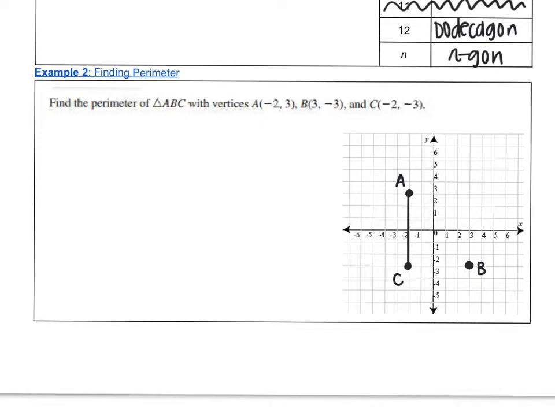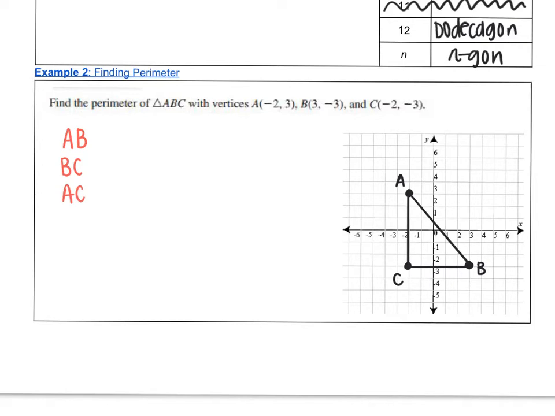So I have my triangle, I have my vertices labeled. I want to find the perimeter of a triangle. Think about finding the perimeter of any polygon. Finding the perimeter is adding up all the sides. So basically, I need to be able to add up side AB with side BC with side AC.